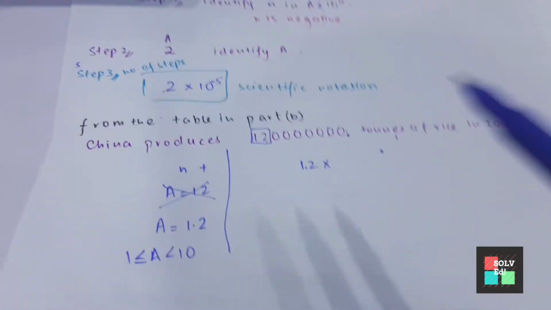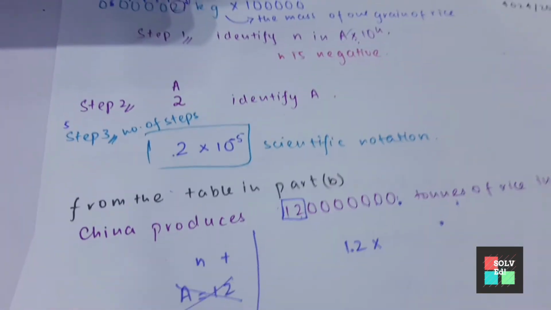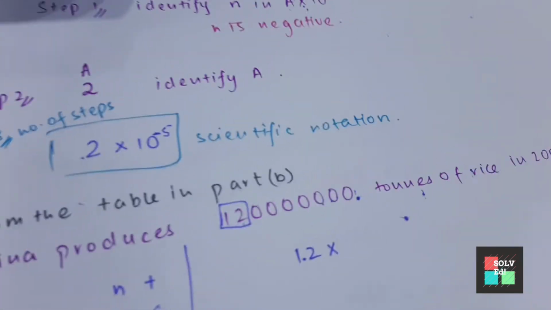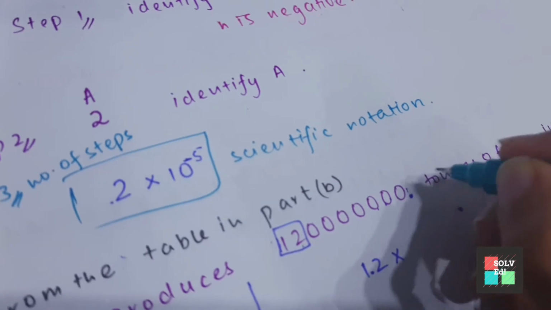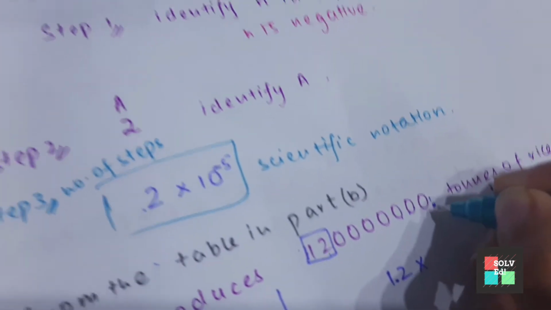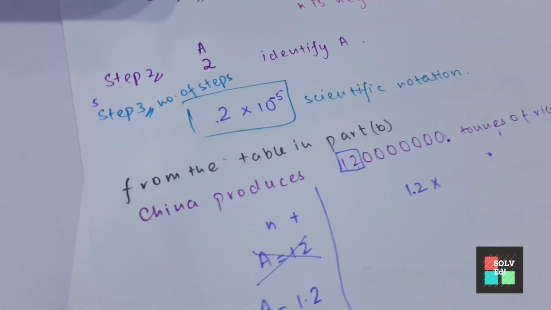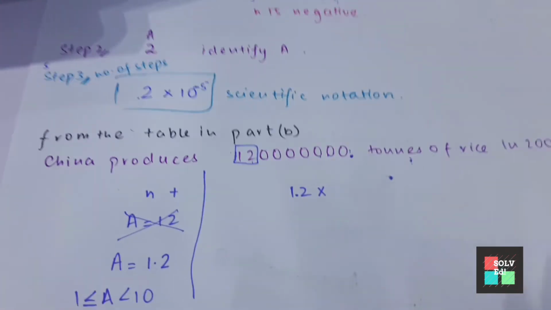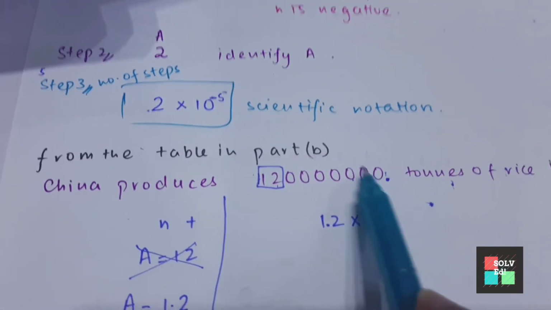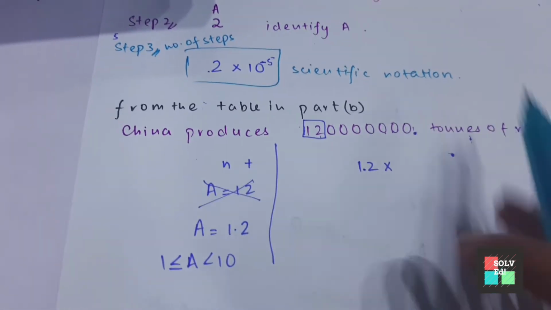Now, once we've identified A and N, we're going to see the number of steps. So here we have the decimal right here, after the zeros instead of at the back of the zeros. So in this case, we're going to try to bring this decimal to the middle of 1 and 2, since A is 1.2.